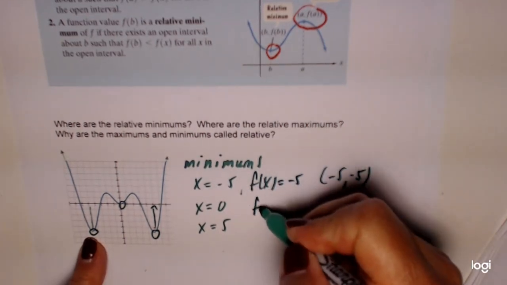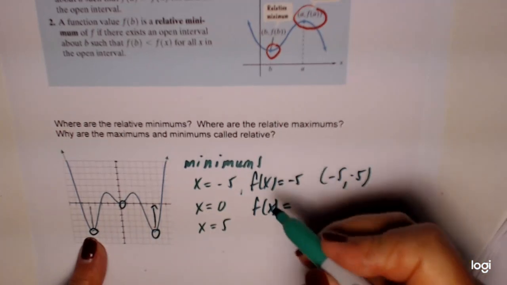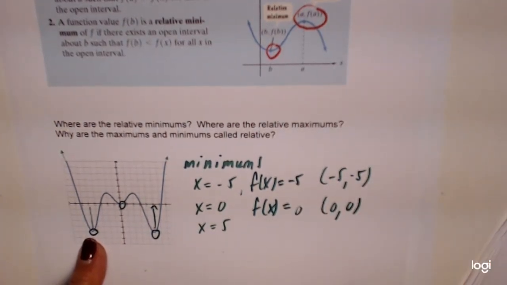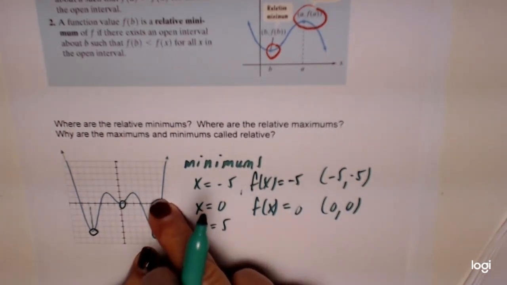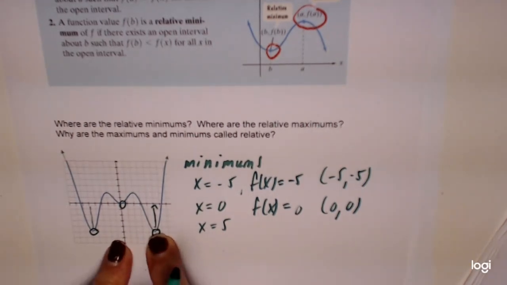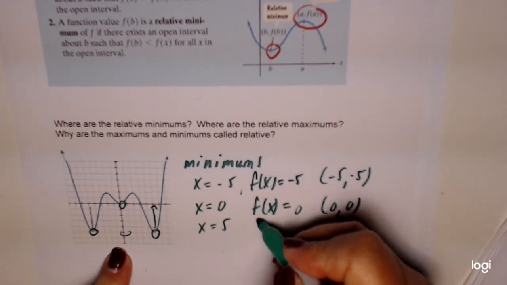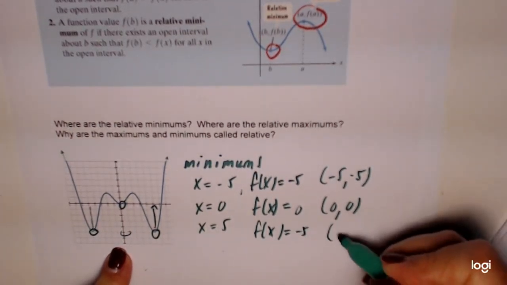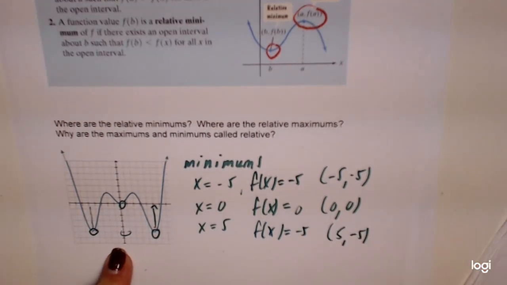Here, when x is 0, we can see y is 0. So the full coordinate pair describing that minimum would be 0, 0. And then at this point here, when x is 5, we can see that y is -5 again. So our f of x is -5, and our pair would be 5, -5.